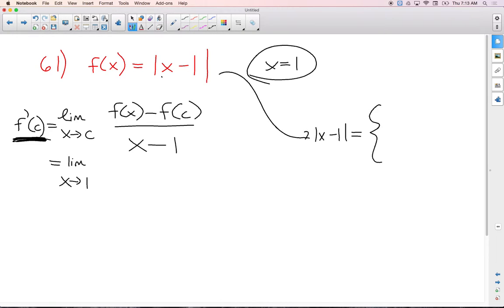Or if you just get 0 in the denominator. If you don't get piecewise or just 0 in the denominator, then you don't have to do that. You can just do a regular 2-sided limit and see if direct substitution works. Okay? So in this situation, we're going to have x minus 1.